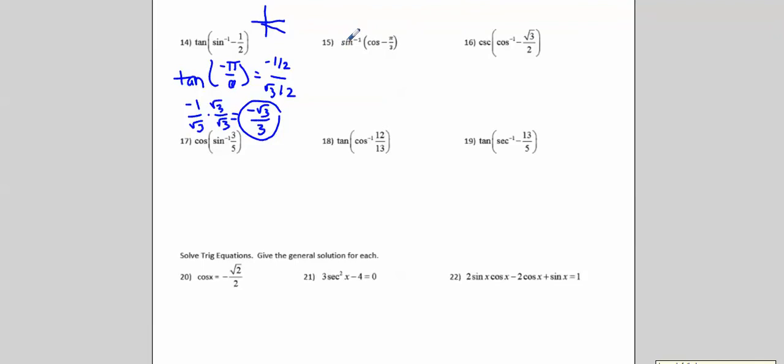All right, problem 15. I need the cosine of negative pi over 2. So negative pi over 2 is down here. The cosine is the x value, so that's 0. Inverse sine, 0.